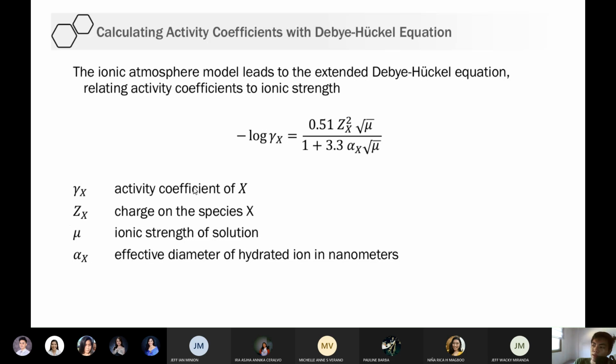Again, Z is the charge of your species of interest. Mu is the ionic strength that we already solved before, and alpha X is the diameter of your ions.